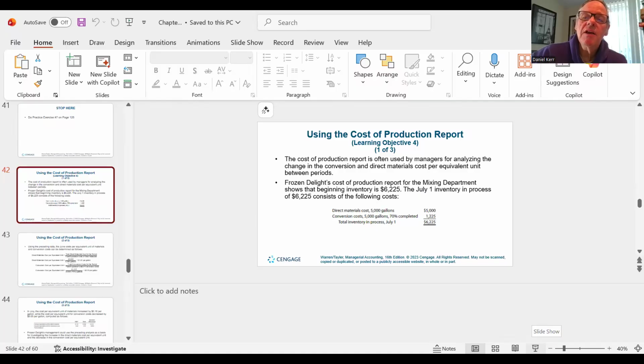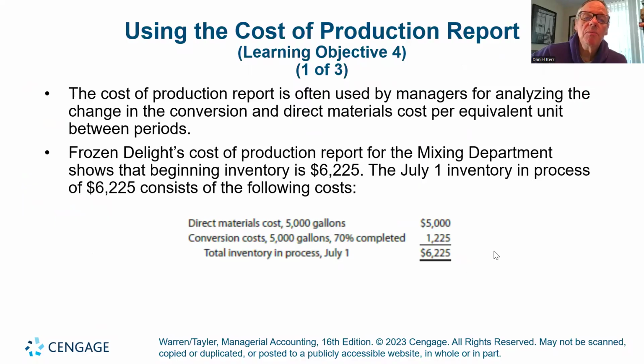So we're going to focus in on the costs included in the beginning inventory. So the beginning inventory of work in process shows $5,000 for materials and $1,225 in terms of conversion costs. So we've got $6,225 worth of costs that we have to account for. And what we'd want to be able to do is to say, okay, if that was the beginning inventory as of July 1st, how does that compare with the cost of some item with regard to how maybe it was in June?